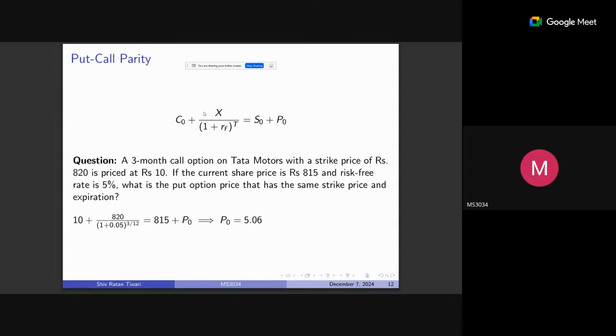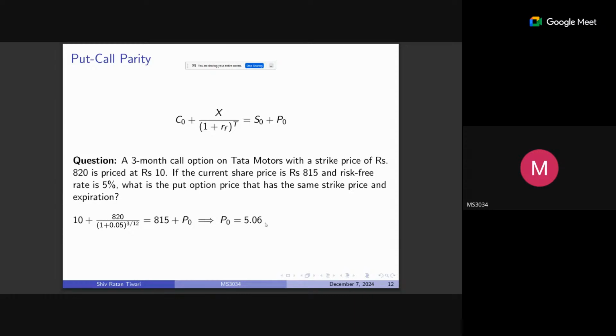Here you should take note that T, the expiry, is in terms of years. So we can put in the values. 10 is the call option price, 820 is your exercise price, and you put in all the values and solve for the put option price, which is 5.06 approximately. There are other values after the decimal also.